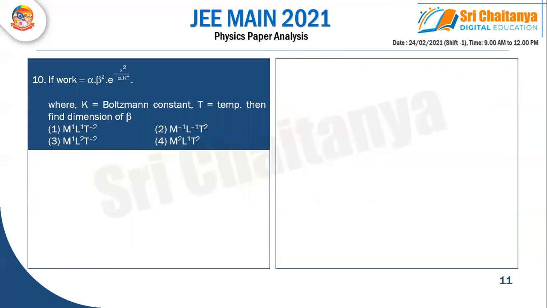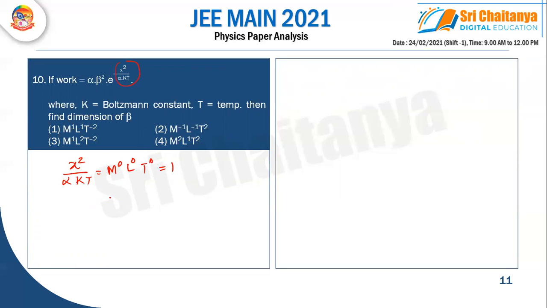So now the problem reads, if work is equal to alpha beta square e to the power of minus x square by alpha kt, where k is Boltzmann constant and T is the temperature, then the dimensions of beta is asked. So now we'll be looking into the exponent part, and this exponent part should be a dimensionless quantity. For that reason, I'm putting x square by alpha kt is dimensionless, M0 L0 T0, and this will be equal to 1.